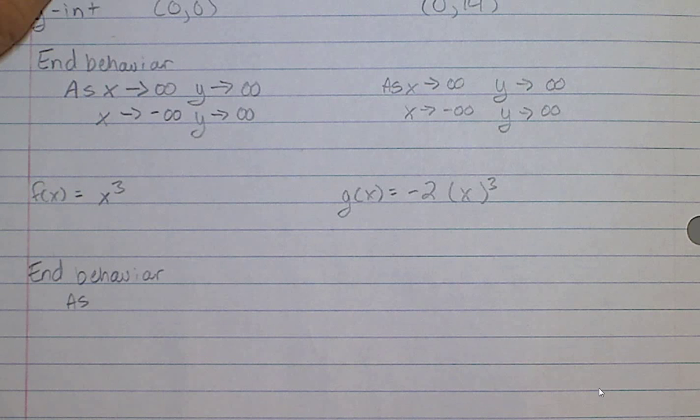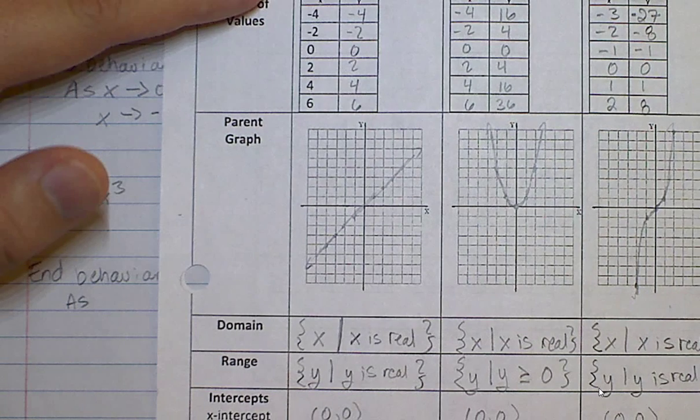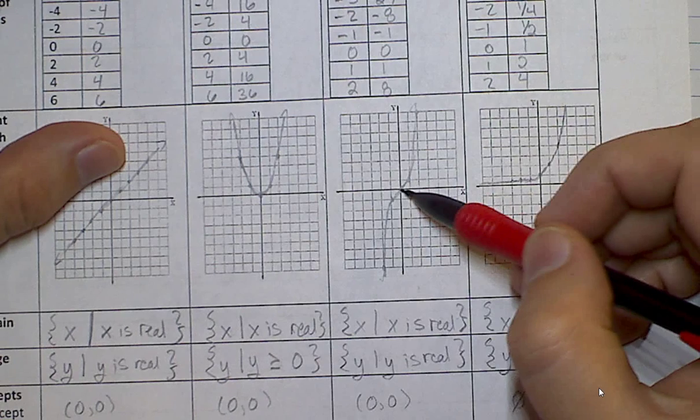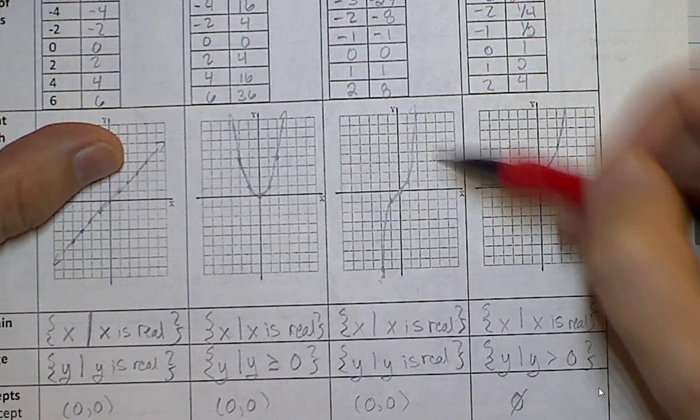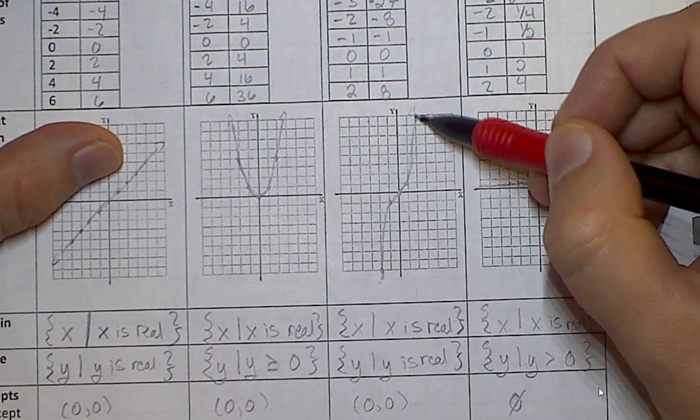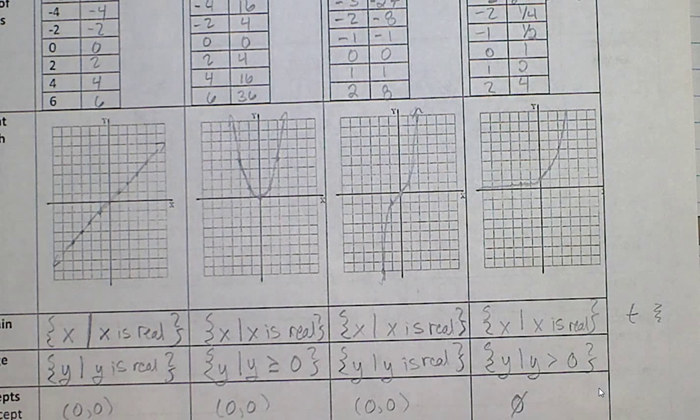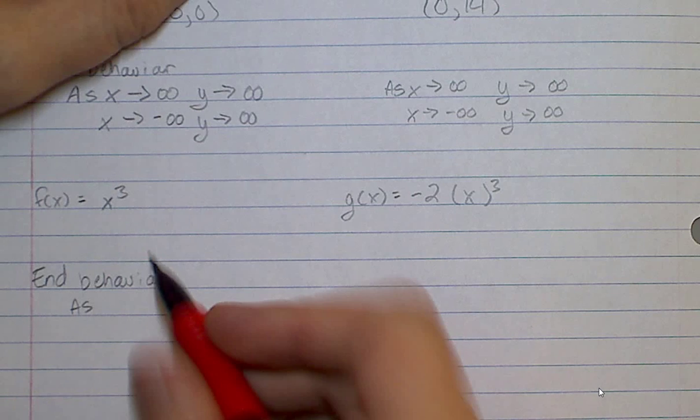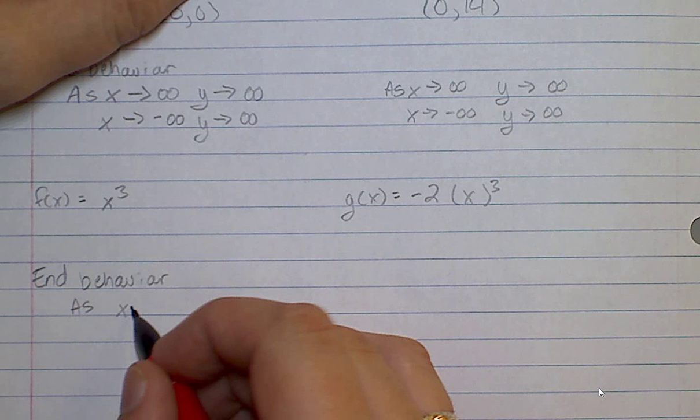On the original parent function, if I'm looking at this one here, as x goes to something super big, what happens to the function itself? Is it going up or is it going down? It's going up. Okay.